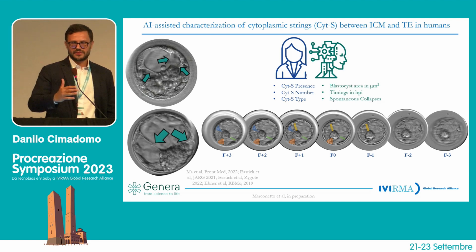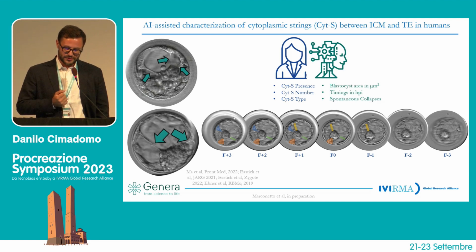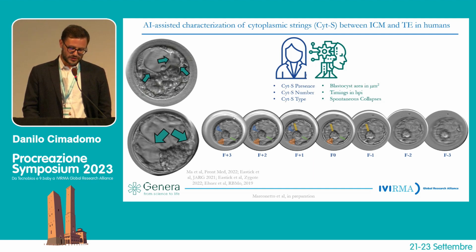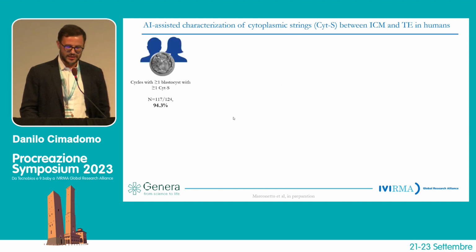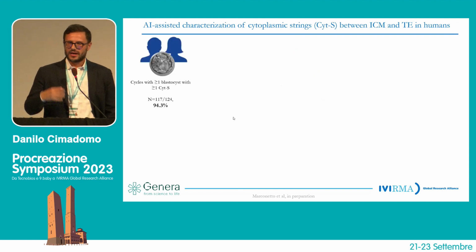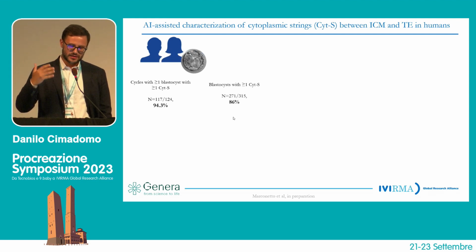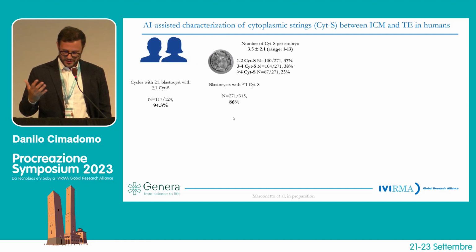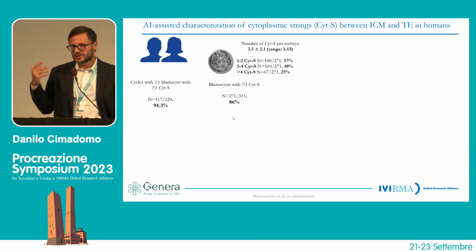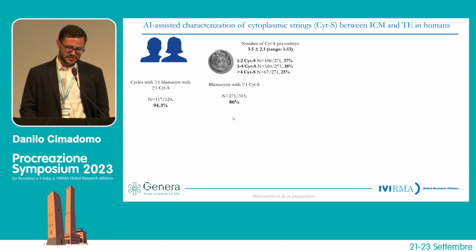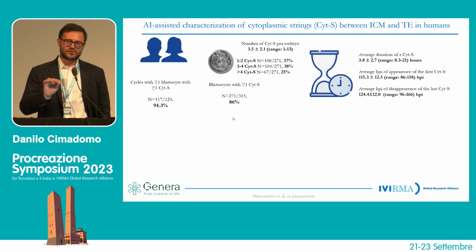Instead, AI helped the manual annotator by including the blastocyst area in square micrometers, the timings in terms of hours post-insemination, and by also spotting the spontaneous collapses. So we put together all this information, and we came up with some interesting data, such as the ones you can see here. Almost all patients have at least one embryo with a cytoplasmic string. 86% of embryos have at least one cytoplasmic string. Almost 60% of them have multiple cytoplasmic strings. These strings are in place for about 4 hours, mostly in early blastulation.